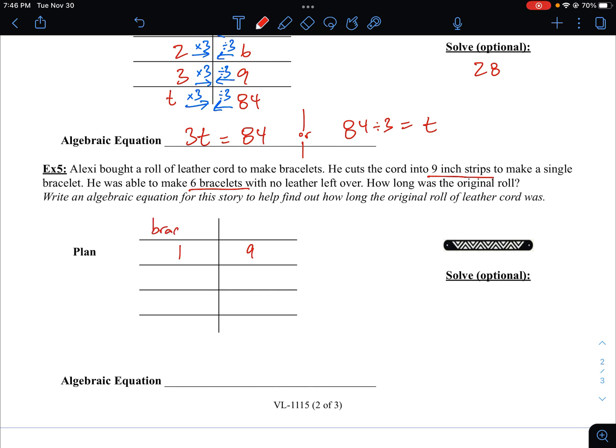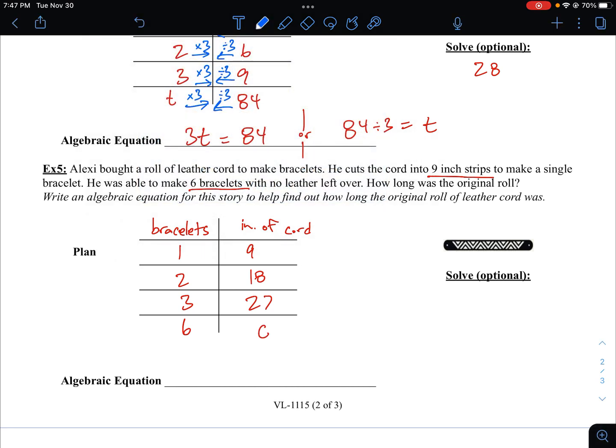So this is the number of bracelets, and this is inches of leather cord. 2 would be 18, right? 3 would be 27 because each of them requires 9 inches. Now, he was able to make 6 bracelets. So 6 goes under the bracelets right here. It doesn't go under the inches of leather cord. How much would it be? Well, again, I don't know. Inches of cord, let's use the letter C.